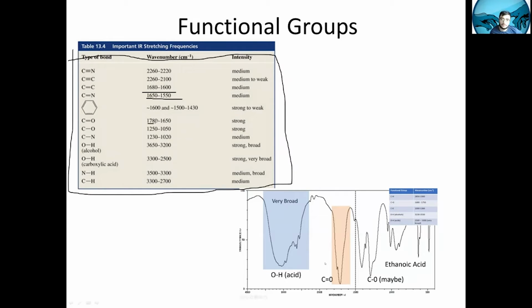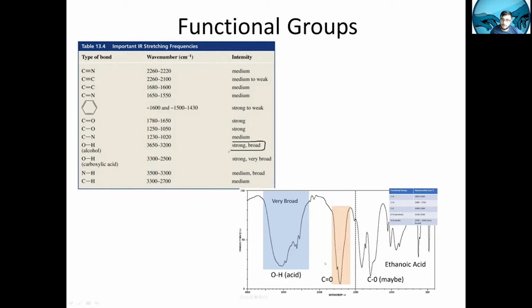C double bond O will be about 1750, but it'll have a very strong peak, like you can see here. It's a very intense peak, right? Goes all the way down essentially, whereas these are more mediums. These will go about halfway down. So pay attention to this. This one, OH alcohol, is pretty important. These OHs are very broad, as in they're very wide. You can see that's what it is here.